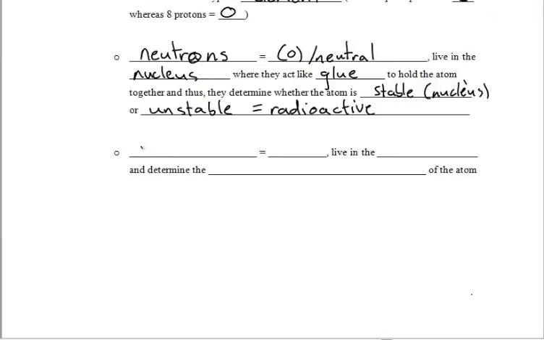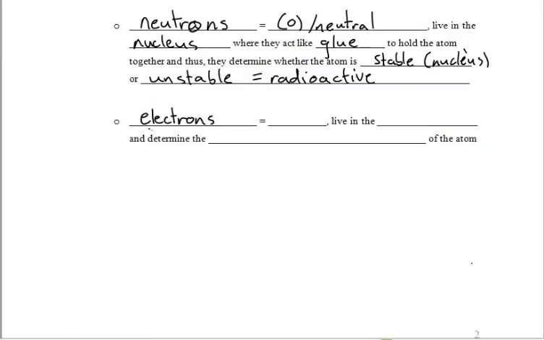Finally, we have electrons. Electrons are much, much smaller than protons and neutrons, but they play a key role in determining how atoms react. So electrons are negative. They live in the shells or orbitals that surround the nucleus, and they determine the chemical reactivity of an atom. Basically, they determine what other types of atoms it will react with.